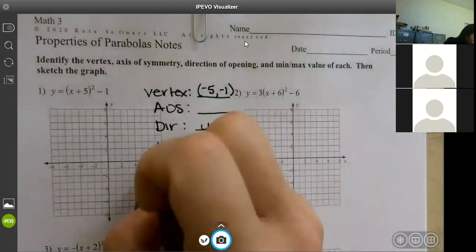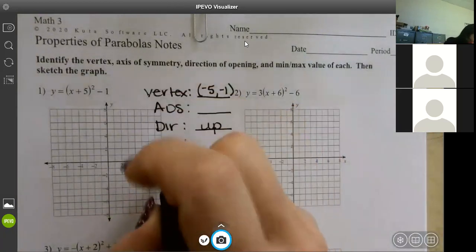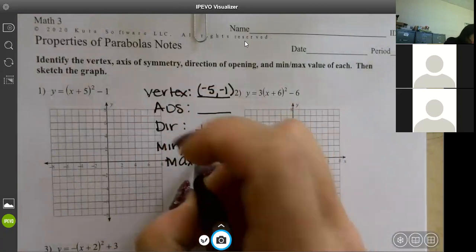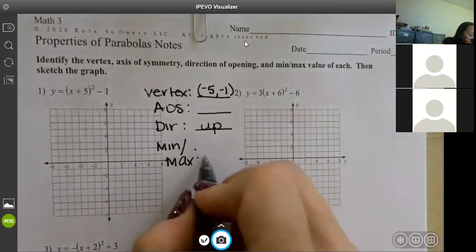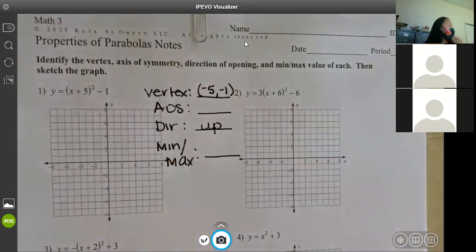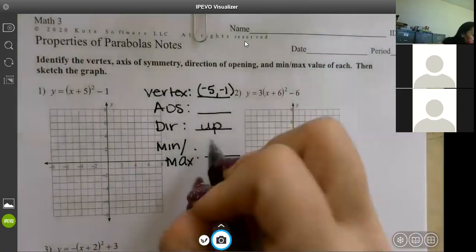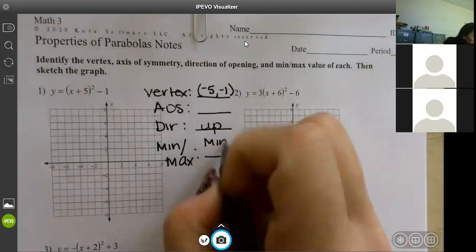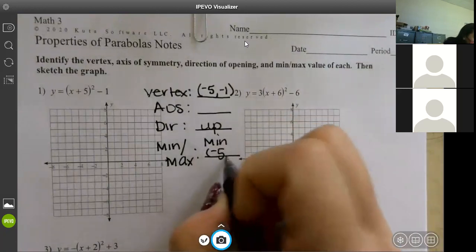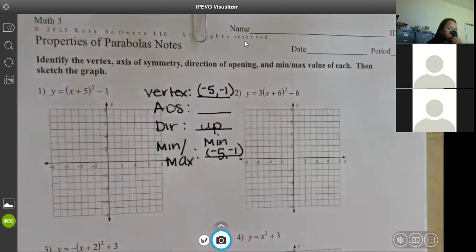And then your minimum or your maximum, you're going to tell me if it's a min or a max, and then you're going to tell me what that coordinate is, but you already know it because it's your vertex, okay? So if this one opens up, is it a minimum or a maximum? Minimum. It's a minimum at -5, -1.